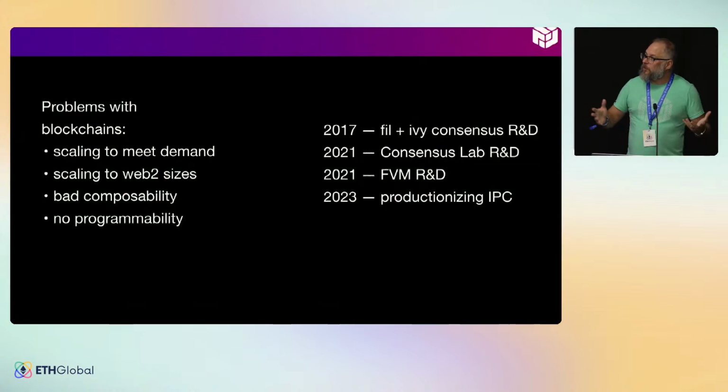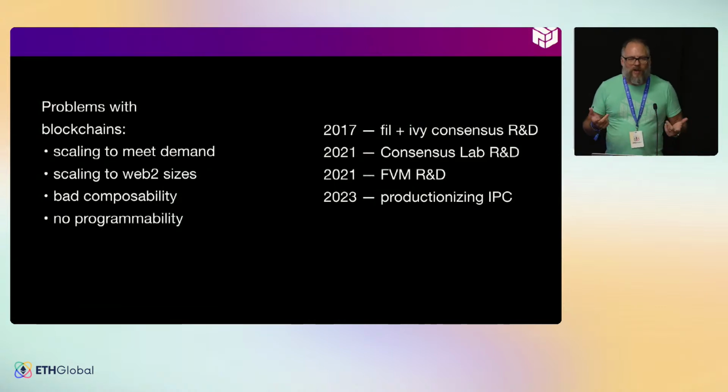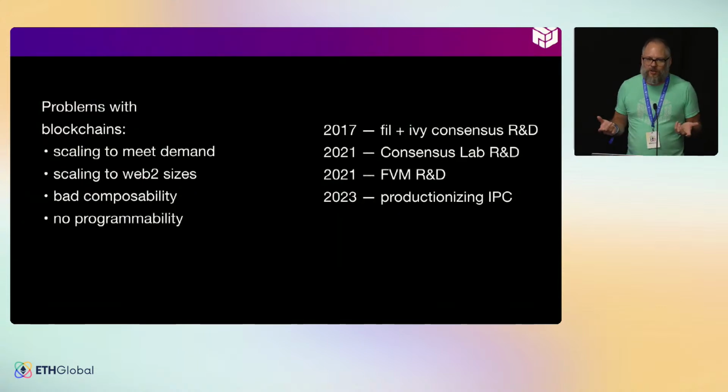So as I say, the problems with blockchains are scaling to meet demand, scaling to Web 2 sizes, and bad composability. If you use one blockchain, you've got to swallow it all in one go, right? You've got to use how that blockchain is designed and how it is designed to do things. With Interplanetary Consensus, you have more flexibility. If you want to change out the consensus mechanism, change out the virtual machine, you can do so. It allows you to build things as you want to build them.